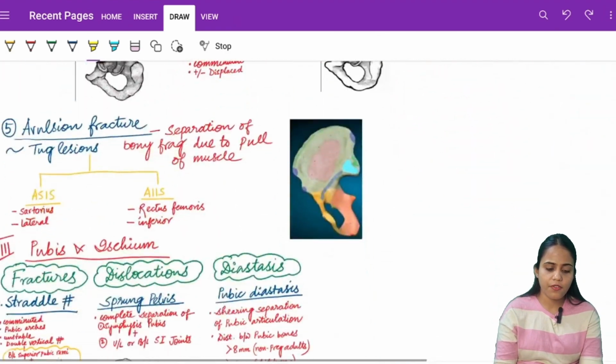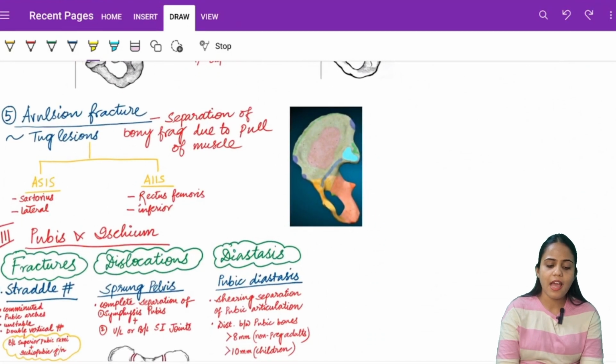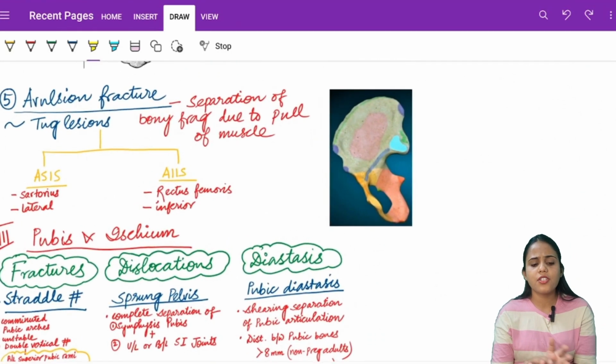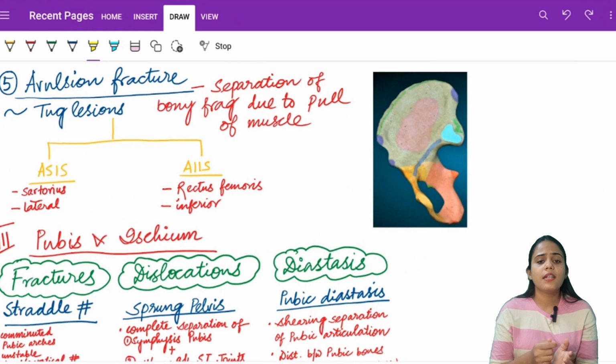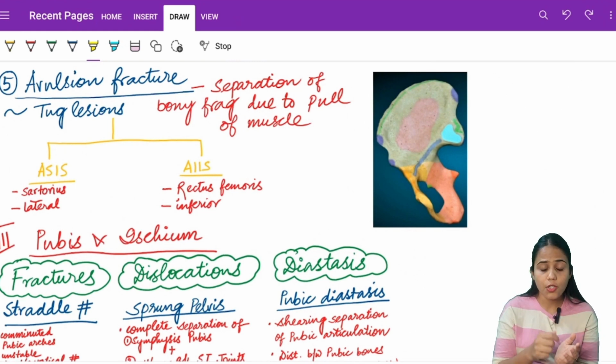We will continue into the fifth type of ilial fracture, which is the avulsion fracture. Avulsion fracture is very simple. It is tugging off of the bone from its point of attachment due to a pull of the muscle. Hence, these fractures are also known as tug lesions. So, a small fragment of the bone will get detached and displaced.